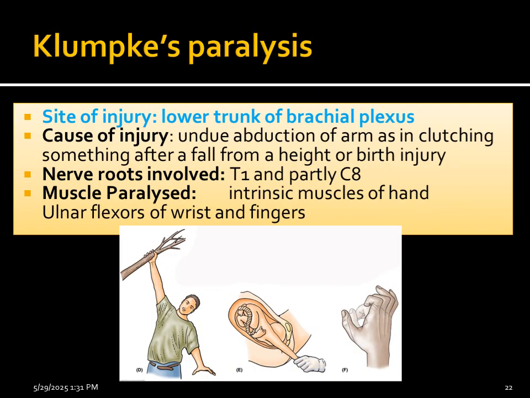The second one is Klumpke's paralysis. The site of injury is the lower trunk of the brachial plexus. The cause of injury is undue abduction of the arm in an inclined position, sometimes after a fall from a height, or birth injury. The nerve roots involved are T1 and partially C8. The muscles paralyzed are the intrinsic muscles of the hand and the ulnar flexors of the wrist and fingers.